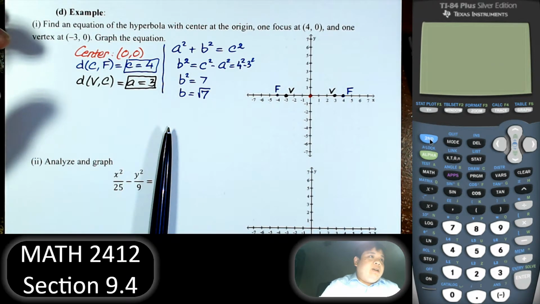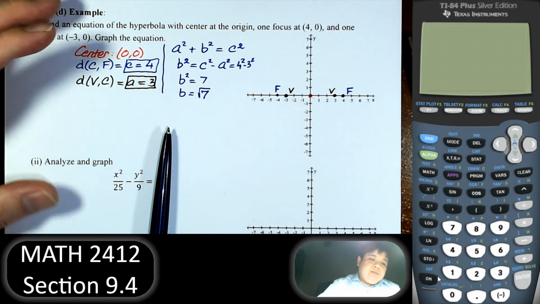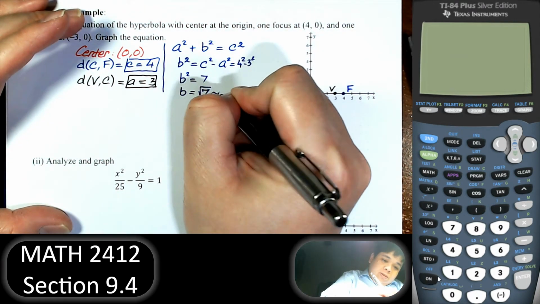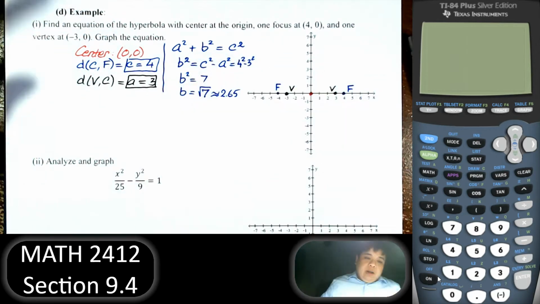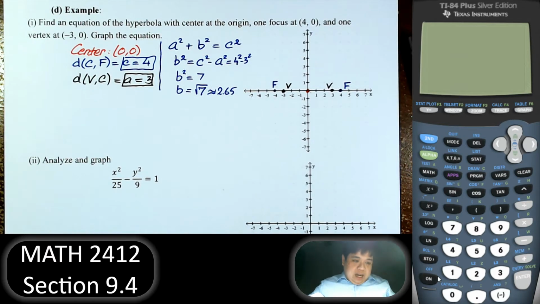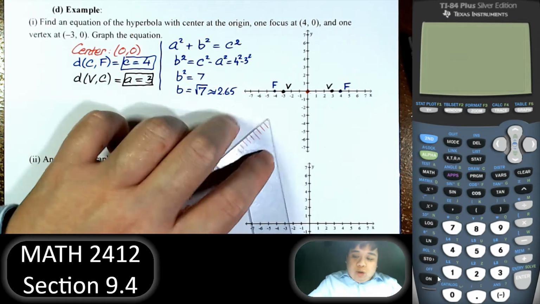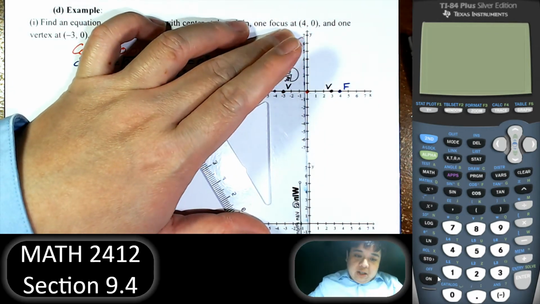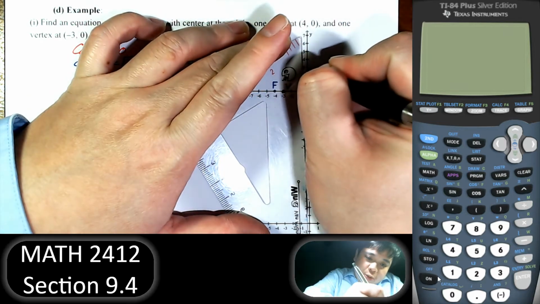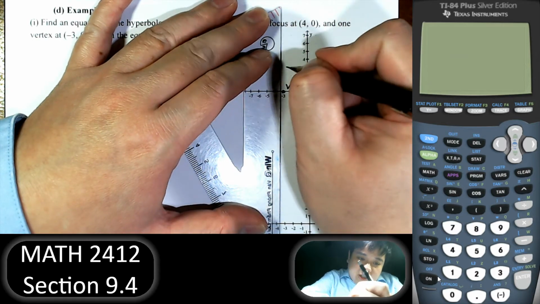The square root of 7 is about 2.65. If we want to graph, we need the box. The box goes A, 3 left and 3 to the right, and we have 2.65 going up and down the same amount. So 2.65, -2.65, and we have a box.